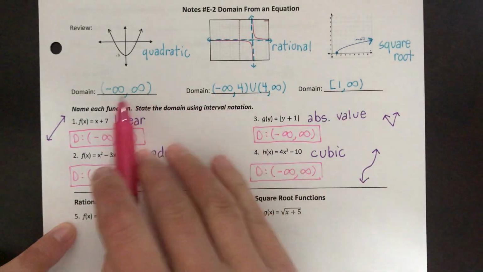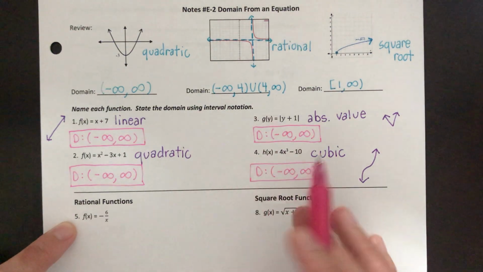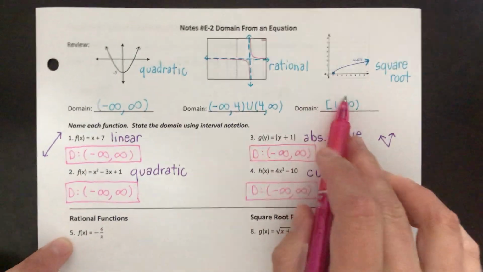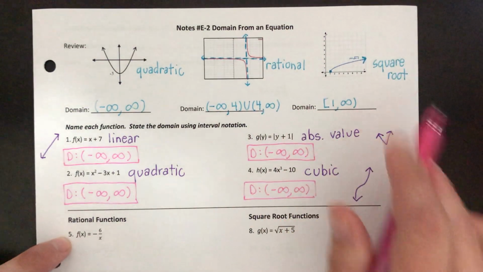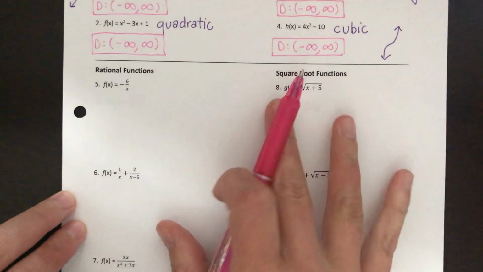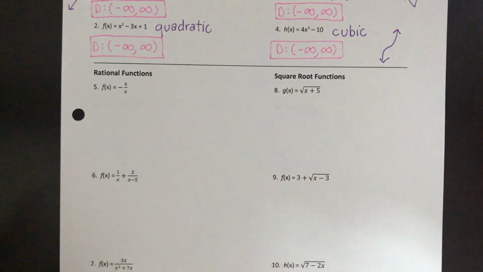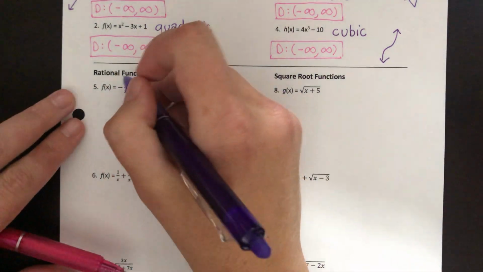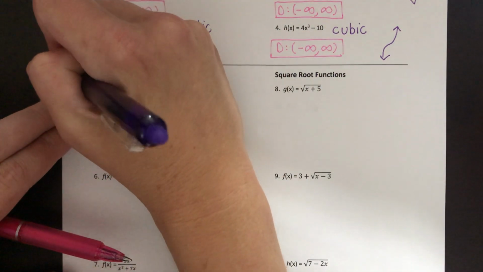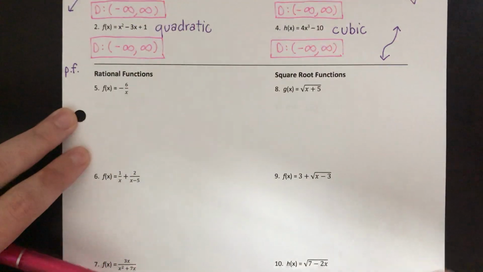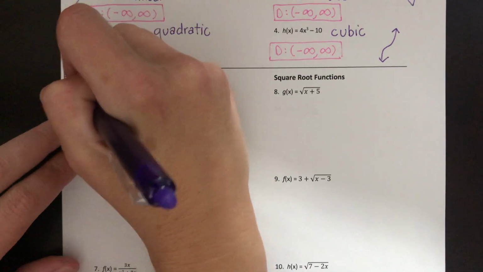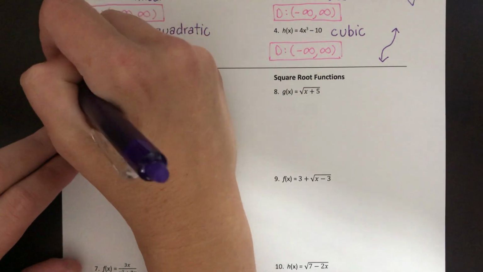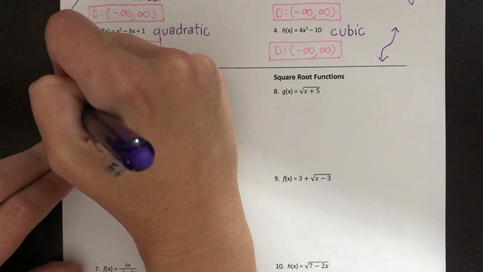Now that we've talked about all the all real number cases, or not all of them, some of them, let's talk about the more restricted cases. So your rational cases and your square root cases. So let's talk about those mathematically and not just graphically. So rational functions. Let's remember the PF, the parent function. What is the rational parent function? Remember, y equals 1 over x. So that's the rational parent function.